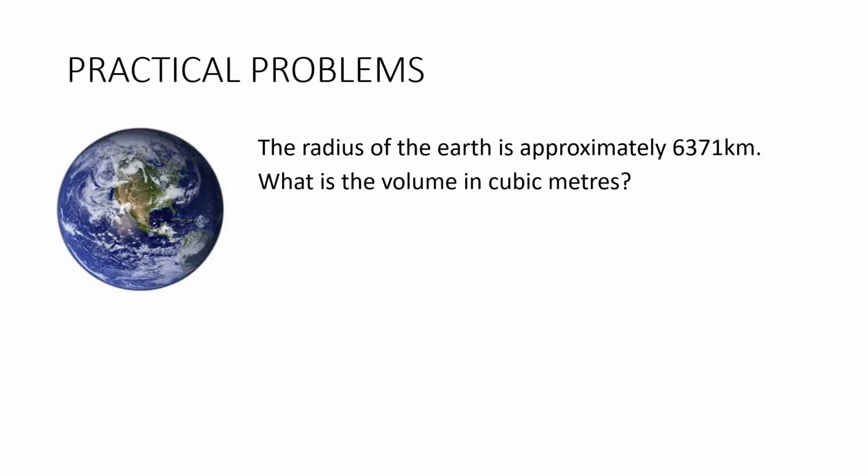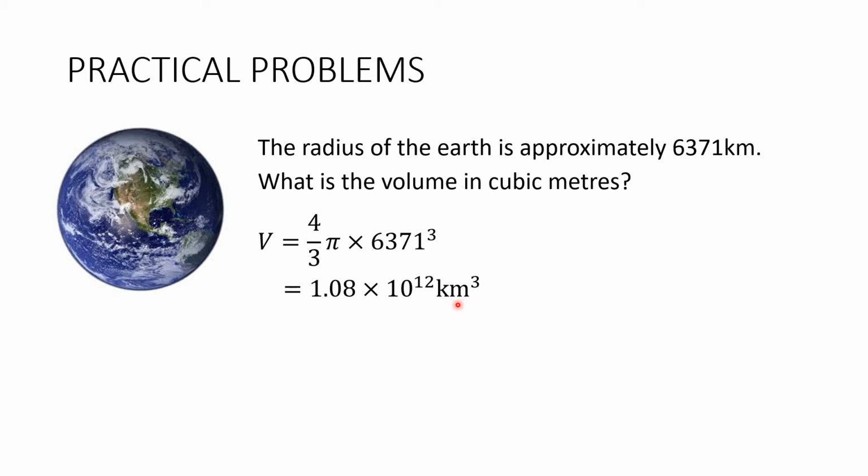Okay, as always, we're going to finish off with a couple of practical problems. The radius of the Earth is approximately 6,371 kilometers. What is the volume in cubic meters? So here's our formula, 4/3 pi r cubed, which gives us, in scientific notation, 1.08 times 10 to the power of 12 kilometers cubed.